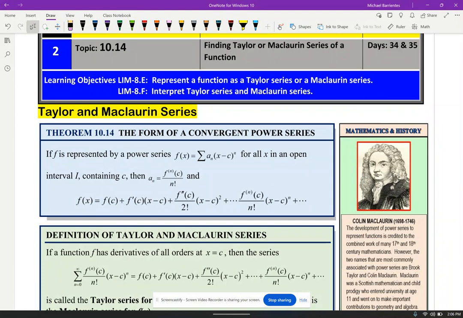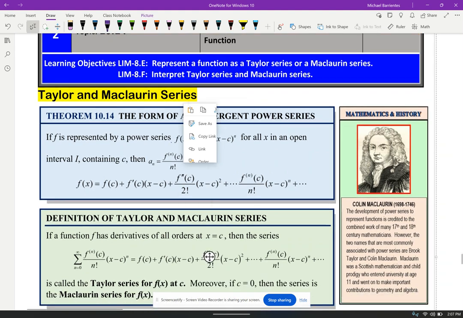And that's what section 10.14 tells us: if a function can be represented by a power series, that power series takes on this form. But this form is the exact form that we had seen before in the Taylor polynomial. And so therefore we call this the Taylor series. So again, it depends on the condition. If the function can be represented by a power series on an open interval containing the center, then the format that it's going to take is the Taylor or Maclaurin format that we had used for those polynomials.